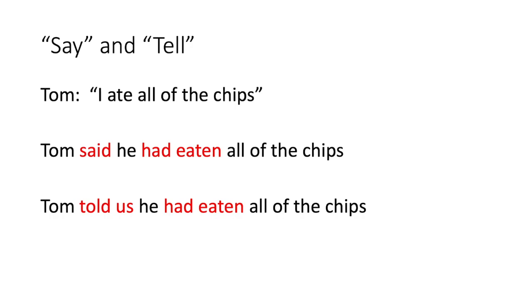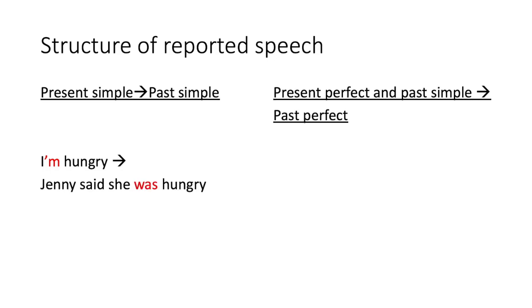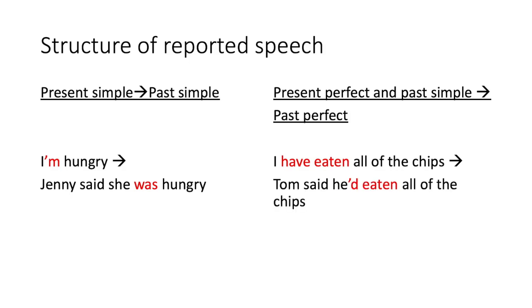So with present simple, we take it into the past simple. The example that we saw where Jenny said, "I'm hungry." Jenny said she was hungry. Or with present perfect and past simple, we take it into the past perfect. "I have eaten all of the chips" becomes Tom said he'd eaten all of the chips. The present perfect becomes the past perfect.